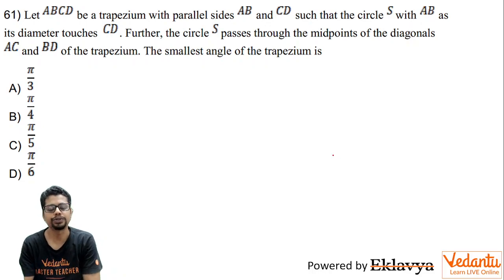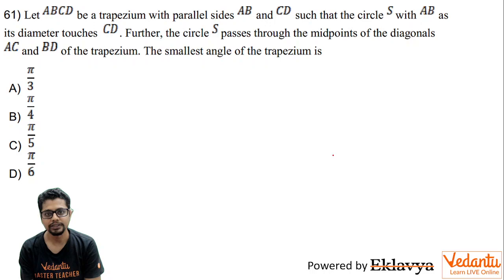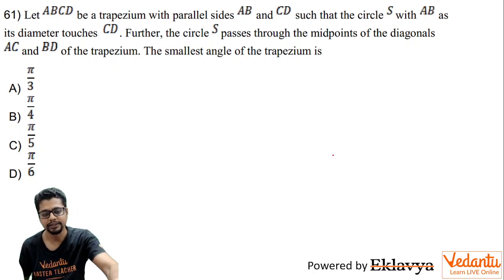Hi everyone, the question is: let ABCD be a trapezium with parallel sides AB and CD such that the circle S with AB as its diameter touches CD. Further, the circle S passes through the midpoints of the diagonals AC and BD of the trapezium. The smallest angle of the trapezium is.